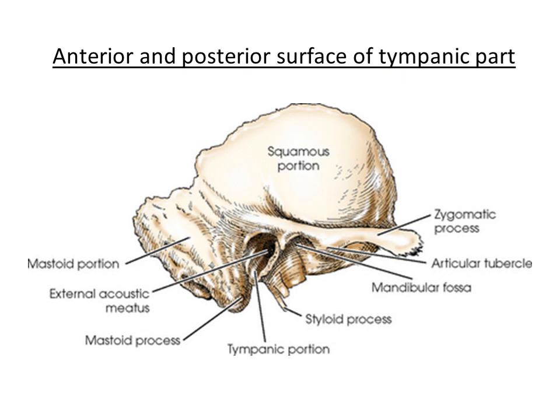Here we can see the anterior surface of the tympanic part. Now we know that there is a fossa here in front, called the mandibular fossa. We had learned about the mandibular fossa when we were doing the squamous portion.